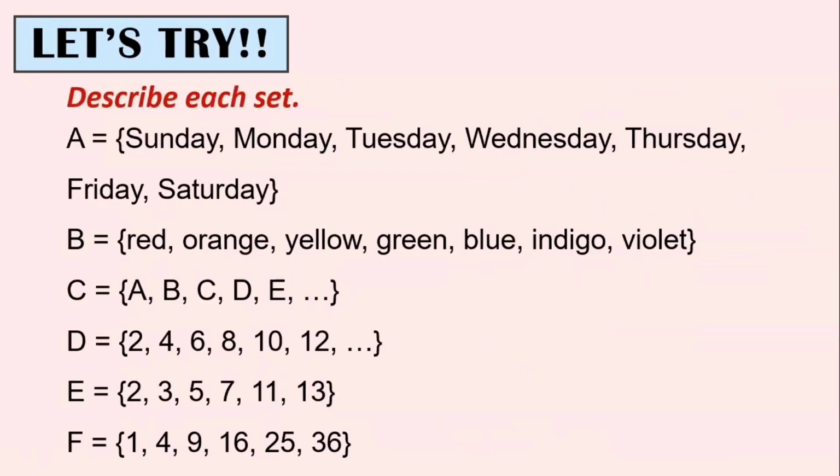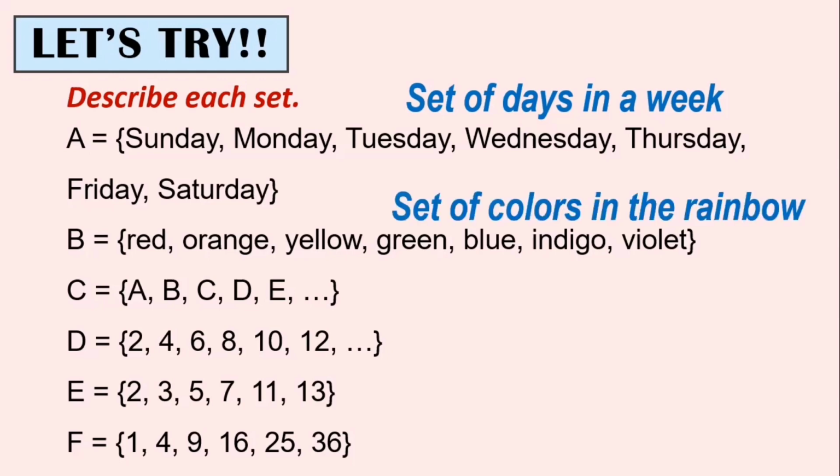Okay, so next we have this one. Describe each set: Sunday, Monday, Tuesday, Wednesday, Thursday, Friday, and Saturday. So we can say that set A is the set of days in a week. Set B, we have red, orange, yellow, green, blue, indigo, violet. So ano kaya ang relationship? How the colors are related to each other? So we can say that set B is the set of colors in the rainbow.